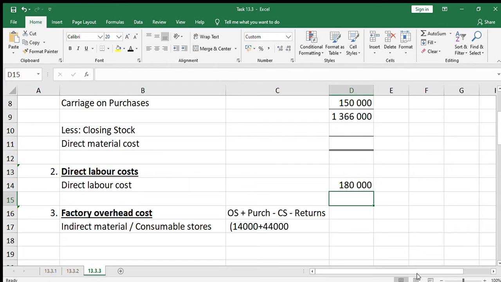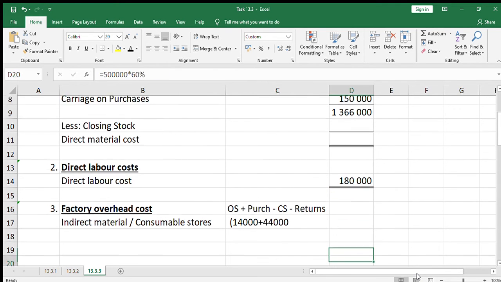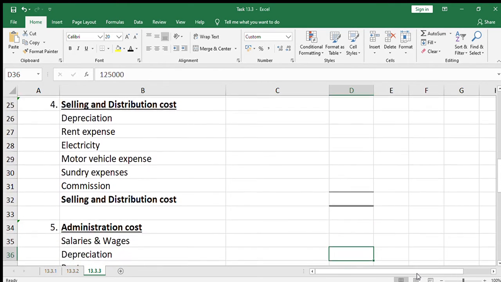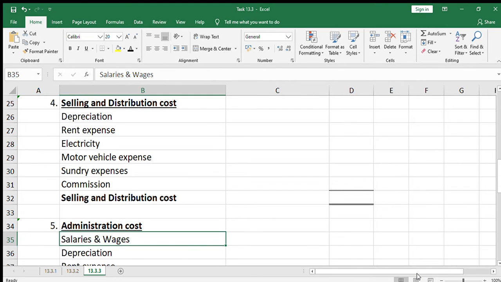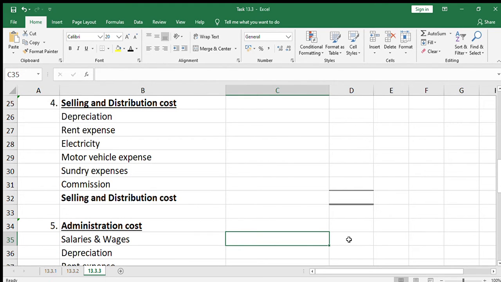Okay, then it says 80,000 was administration expenses. So I want you to go to the note, which is called administration expenses. You can write salaries and wages, and you can put the amount in there.